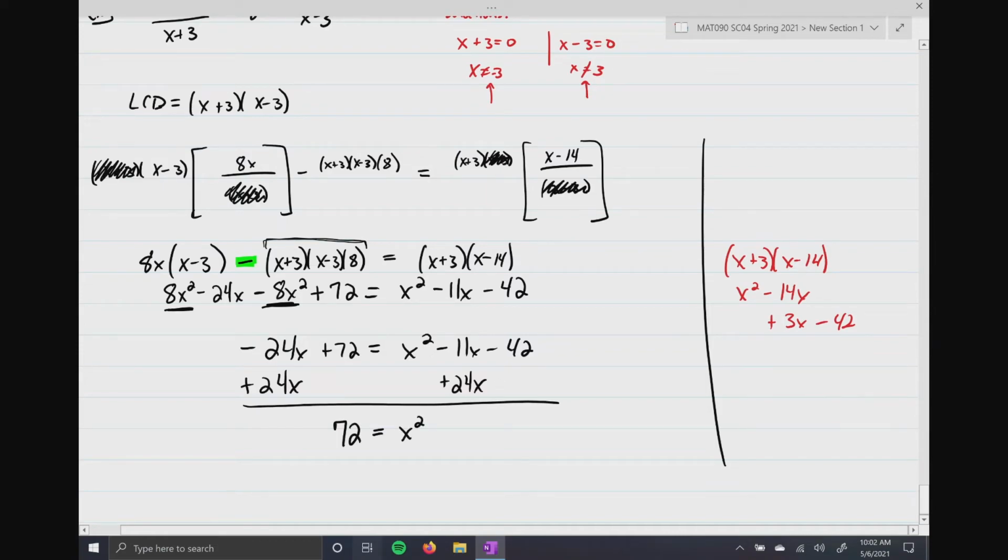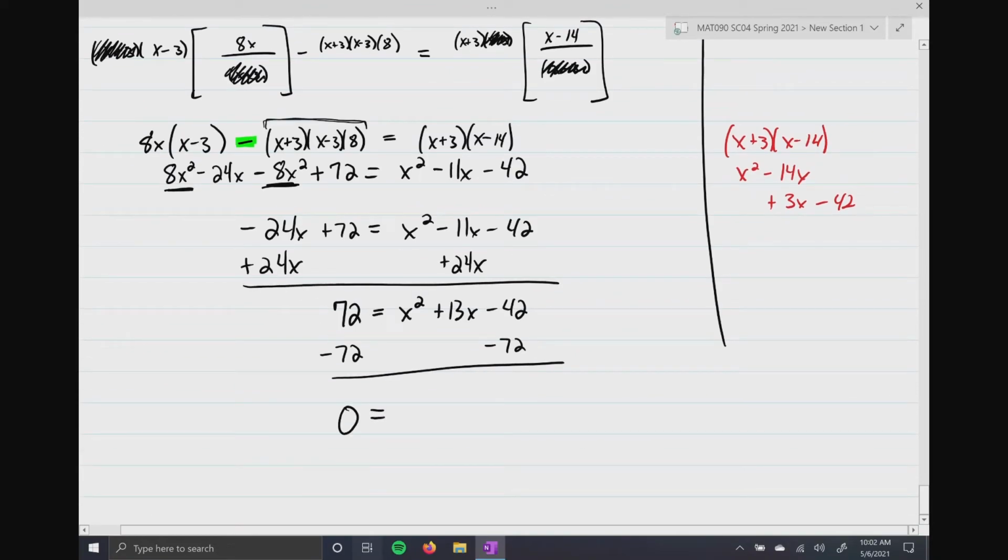I'm going to group the x's together. So negative 11 plus 24 is 13x minus 42. Now I'm going to subtract 72 from both sides. So negative 42 minus 72 is 114. Boy, I really hope I didn't make a mistake somewhere.